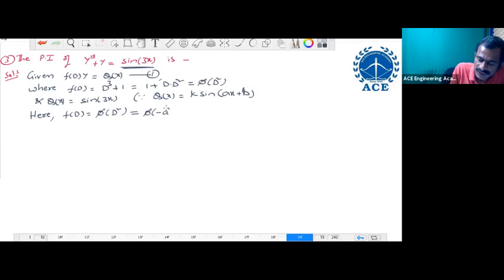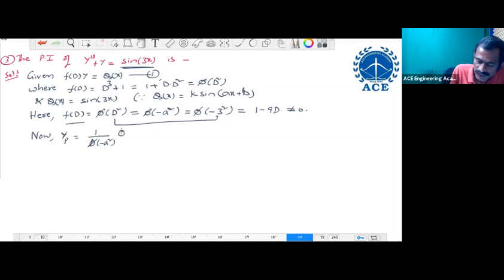So phi of minus a square equal to phi of minus, in place of a, 3, a square means 3 square, minus a square means minus 9. In f of d, wherever d square is present, in place of d square, write the minus 9. So 1 minus 9d only. And this is not equal to 0. So write the yp. Now yp equal to 1 by phi of minus a square of q of x is equal to 1 by 1 minus 9d, q of x is sine 3x.